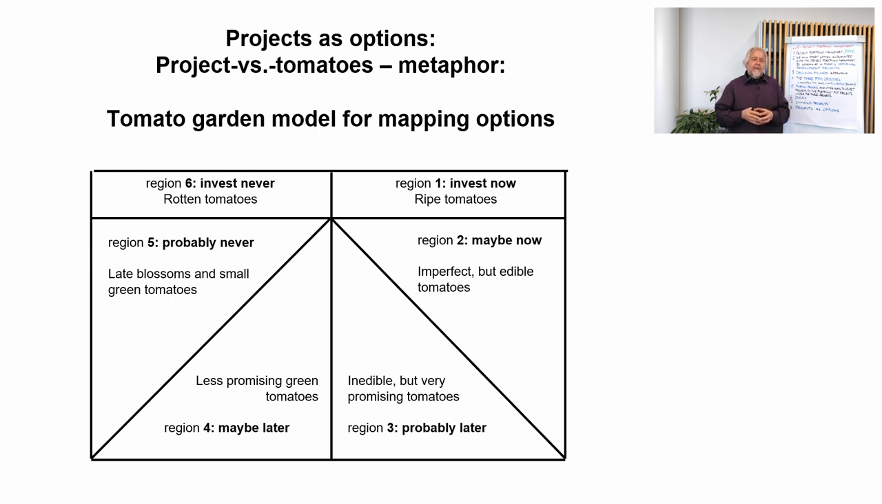Okay, now I have the word invest in two meanings. In this particular picture, if we look at the top row, where we have region 6, rotten tomatoes, invest never. So invest here in this particular cell refers to taking the tomatoes to the market or stock seller or grocery and getting profit out of them. And then the region 1, ripe tomatoes, invest now. Investing here means that we take the tomatoes and we get profit from them. Okay.